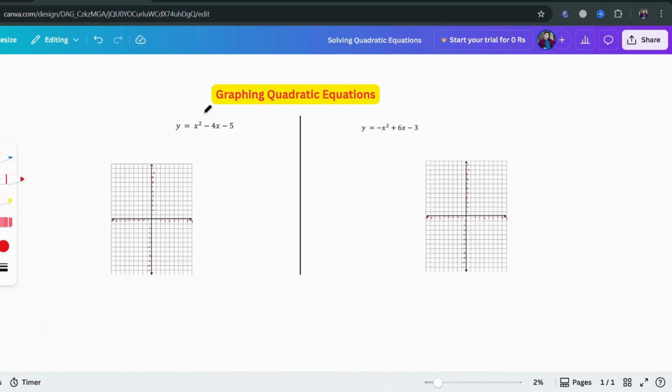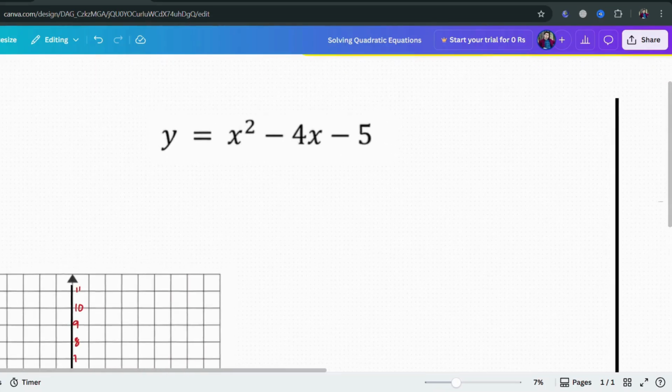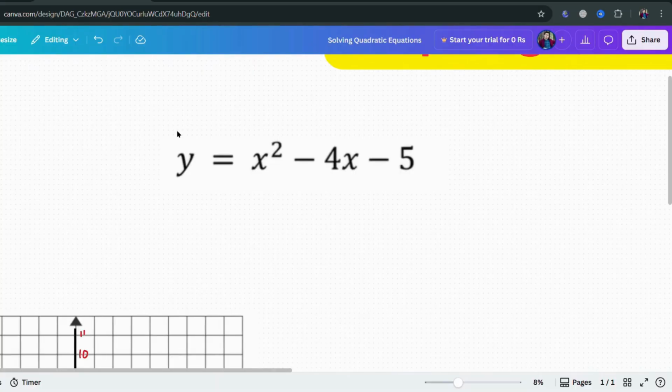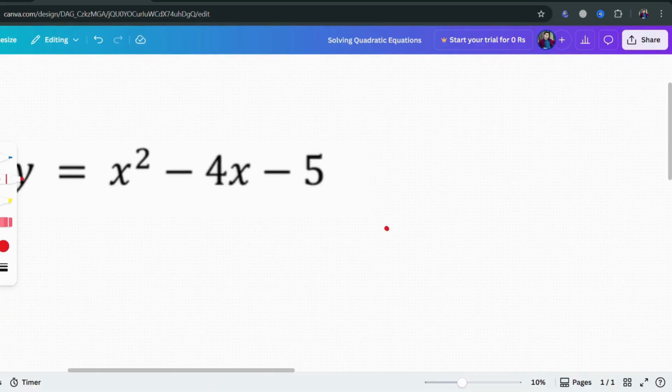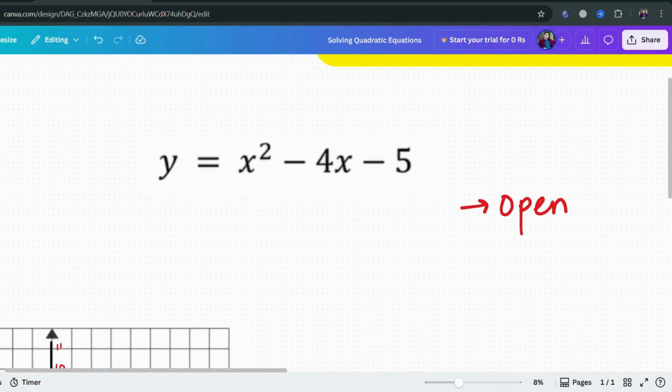Hey guys, let's just solve these quadratic equations using the graphical method. So first of all, let's move towards the very first question that we have, which is y is equivalent to x squared minus 4x minus 5. First of all, we will see if it opens upward or downward. We have to figure out in which direction the graph opens. Because it's a quadratic equation, its graph is going to be a parabola. So we have to decide if the parabola is opening upward or downward.